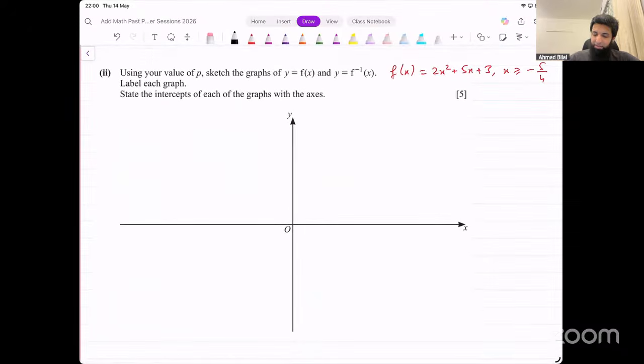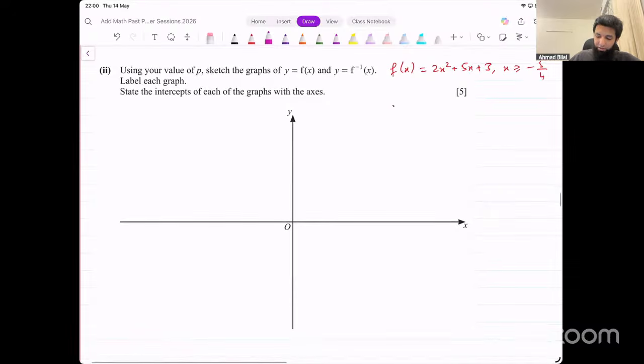Now, let's sketch the graph of f of x first of all. What's the graph of f of x going to be like? It's a U-shaped graph. So the shape is going to be like this. This is the shape of the graph. What have we already figured out? We have figured out that for this graph, we are just going to consider the right side, this part of the graph.